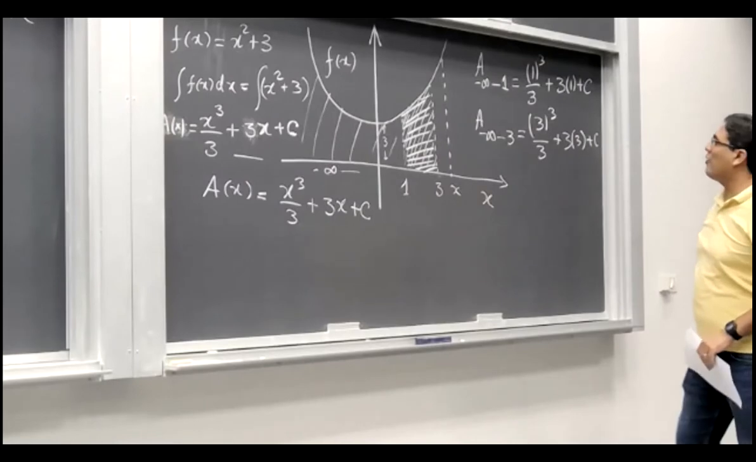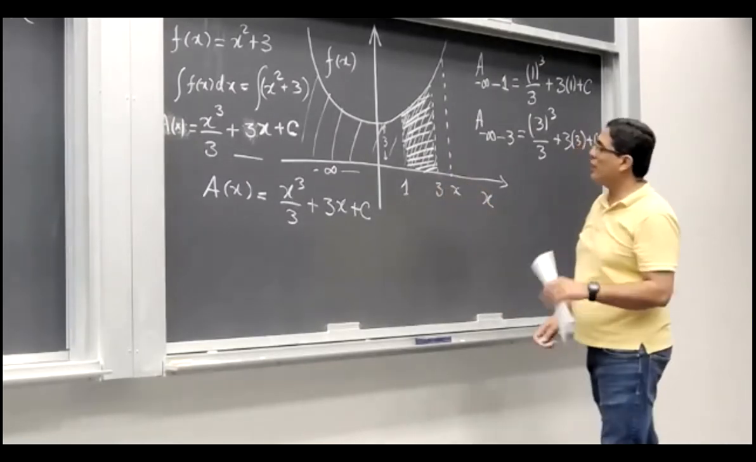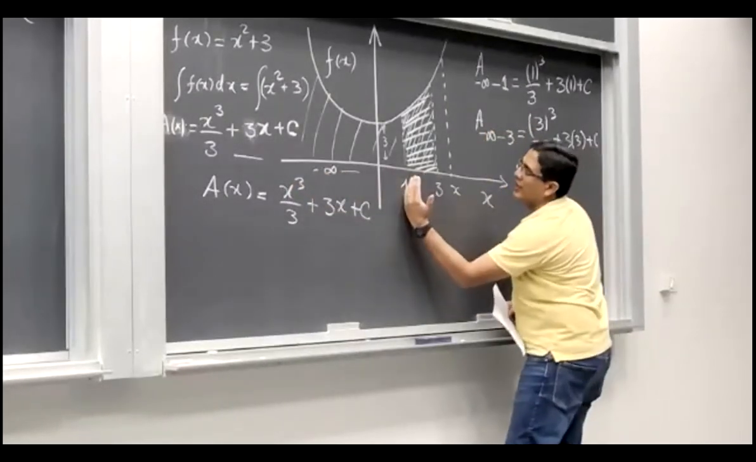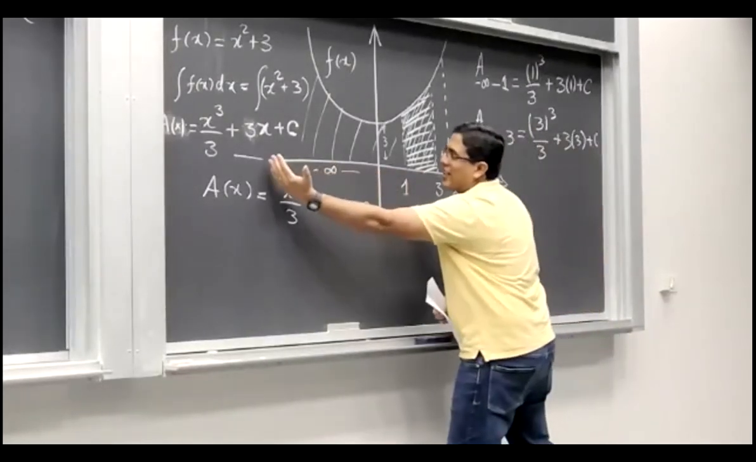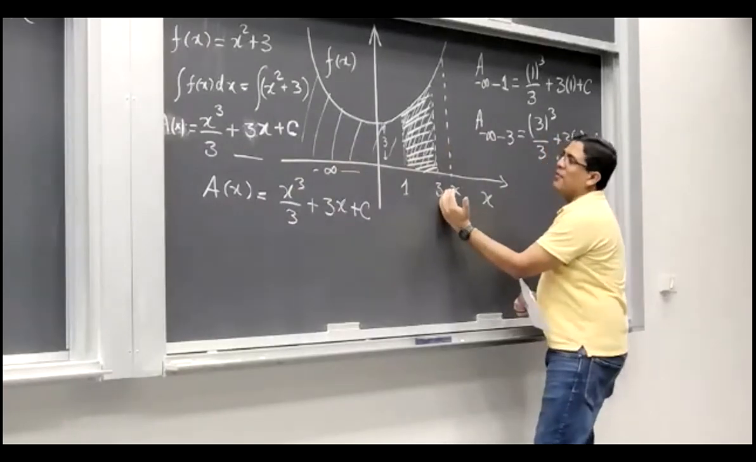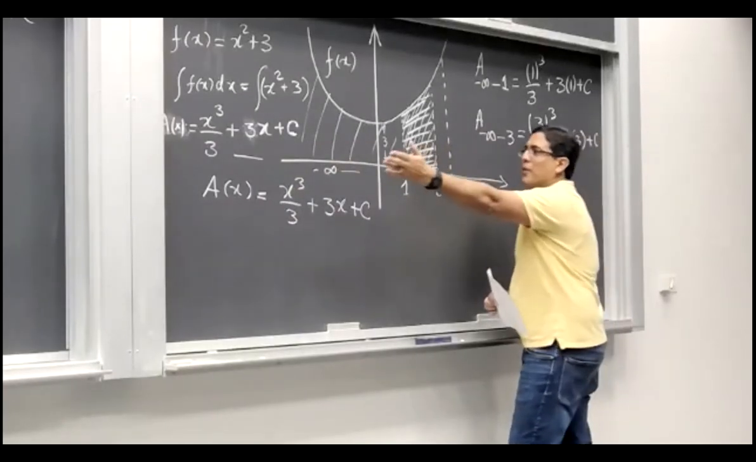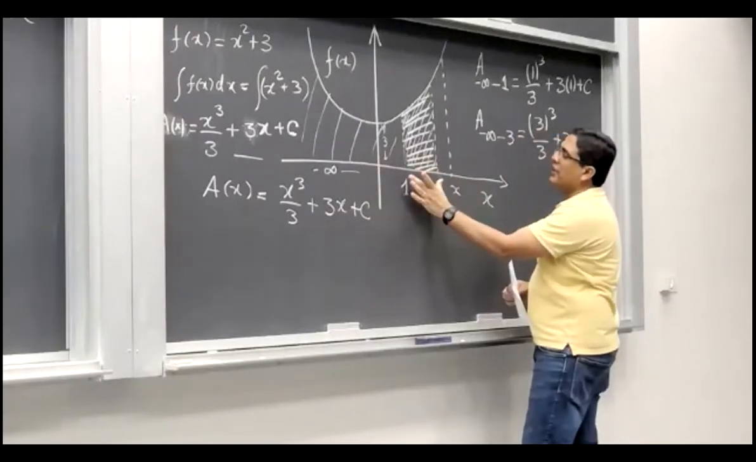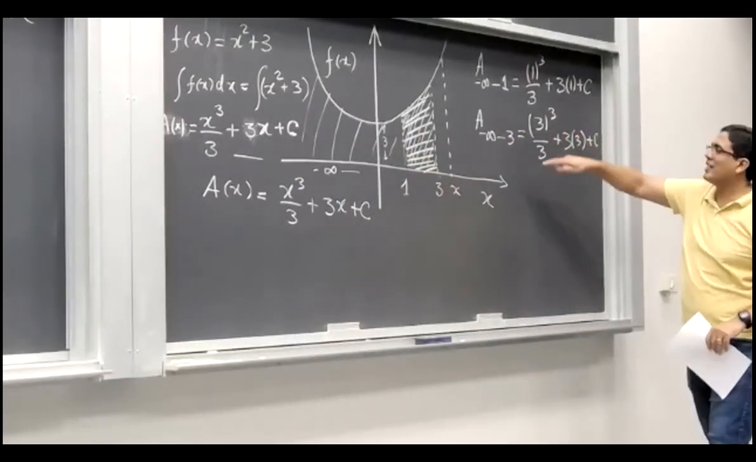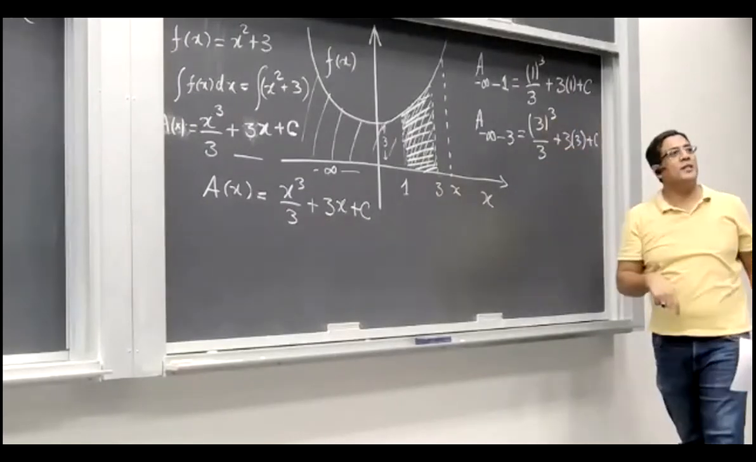So how about this area now? Now I know two areas, one starting from minus infinity going all the way to 1, and another area starting from minus infinity and going all the way to 3. But I'm not interested in the area from minus infinity. I'm interested in the area between 1 and 3. So what do I do with these numbers? How do I get that area from these numbers?